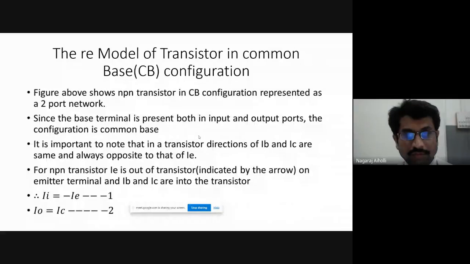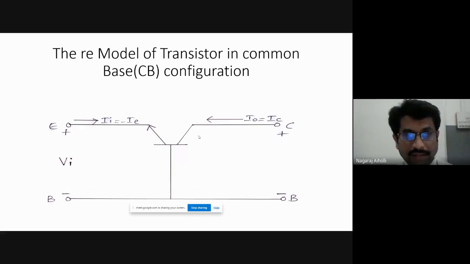Now here we have to observe the directions of the IE, IB and IC currents. If we look at the emitter current direction, it is going away from the transistor, but convention-wise we are taking it inside. The actual current direction of the emitter is away from the transistor. This is the arrow mark you are seeing. But what about the base current and the collector current? You can see here the collector current is moving into the transistor. Similarly, the base current also moves into the transistor.